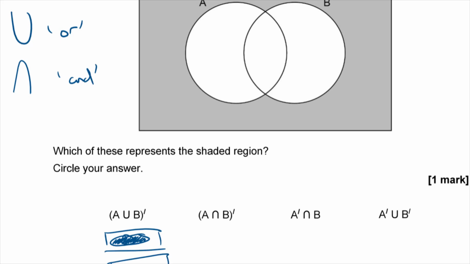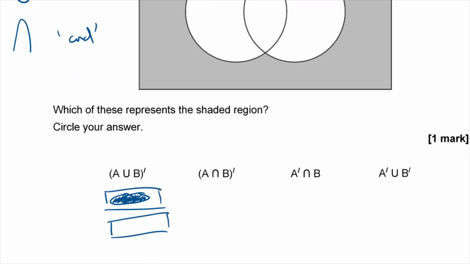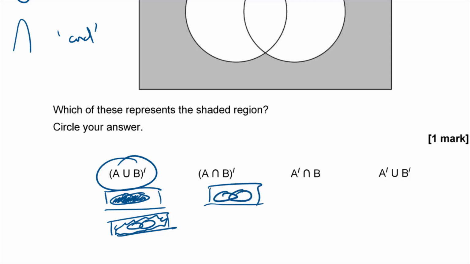So then the not that is going to be everything not in that. It's going to be everything on the outside. So I think that's the one we want, isn't it? It's that one there. Let's just double check. A intersect B is just a bit in the middle, and then if I flip that round, that's going to give me everything on the outside plus that bit plus that bit. So the only bit that's left unshaded is a little teeny tiny bit in the middle. So it's not that one.